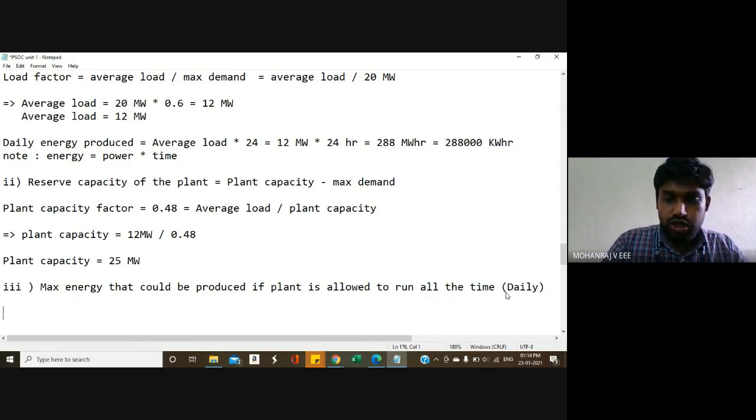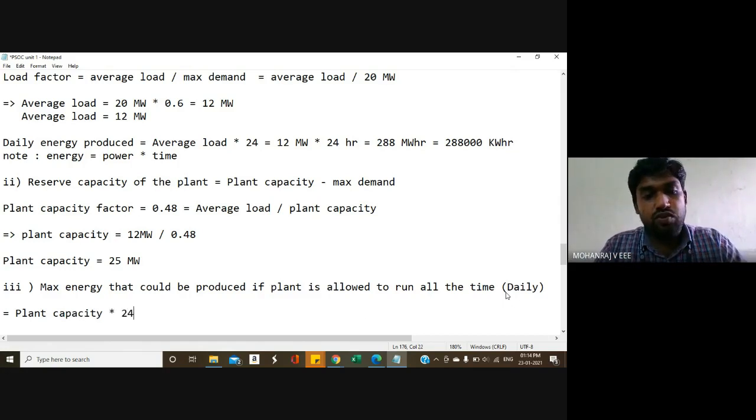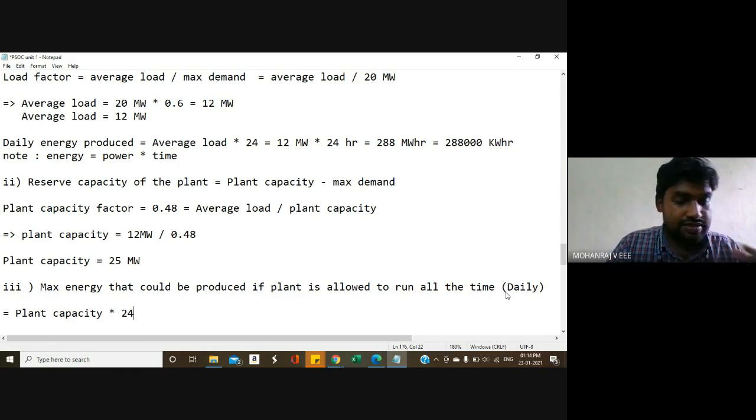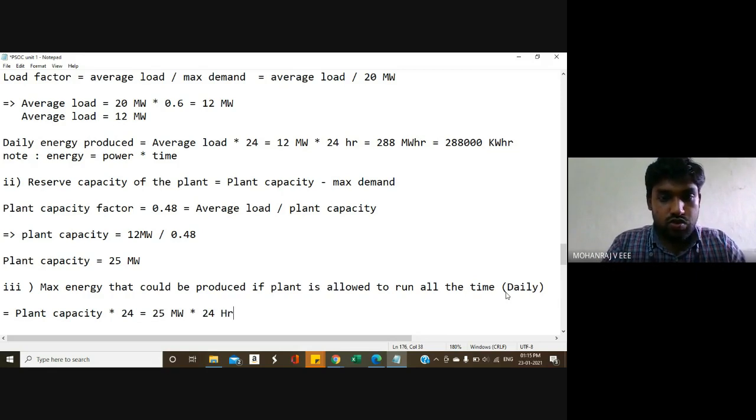So this will be equal to plant capacity into 24 hours. Very simple. Right, plant capacity into 24 hours. What is plant capacity? 25 megawatt, 24 hours. So what is that equal to? 25 into 24. What is 25 into 24? 600.